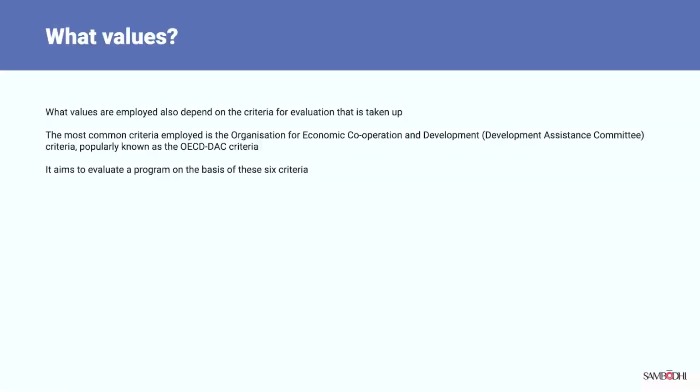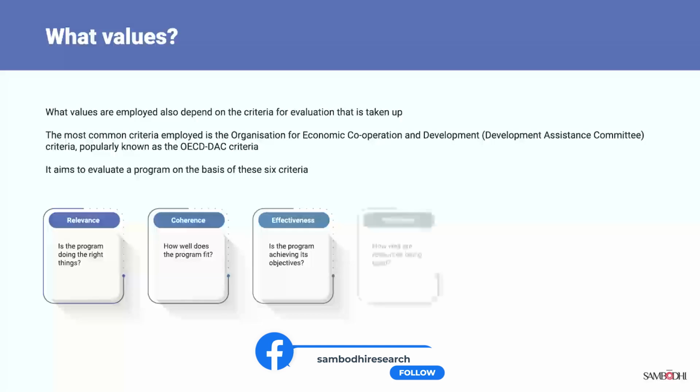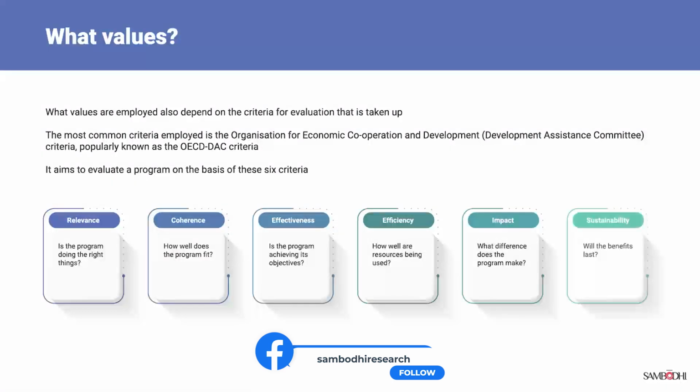We can also employ the values depending on the criteria for the taken up evaluation program. The most common criteria employed is the Organization for Economic Cooperation and Development criteria, popularly known as the OECD DAC criteria. For your understanding, we have prepared a table of the determinants used in the OECD DAC criteria to evaluate a program on the basis of 6 factors, namely relevance, coherence, effectiveness, efficiency, impact, and sustainability. Let us take a look at the third aspect, which is how to value.